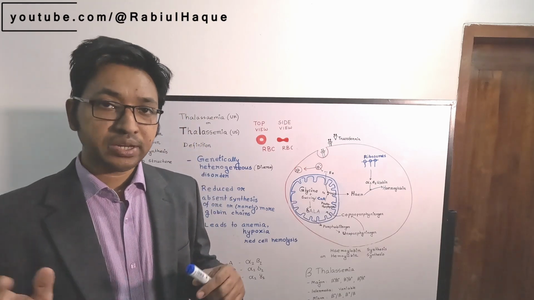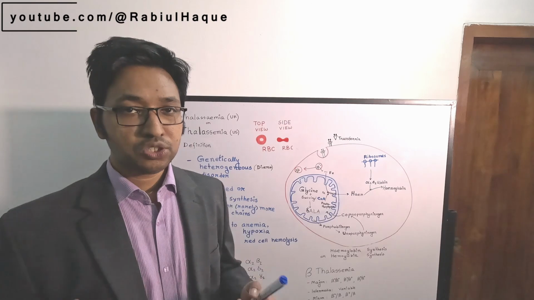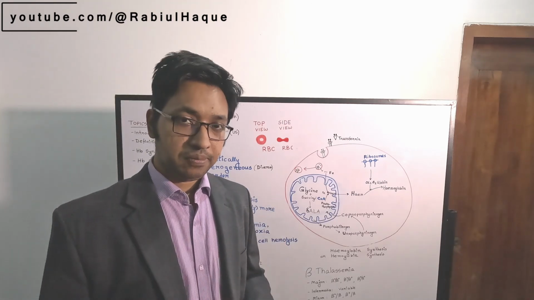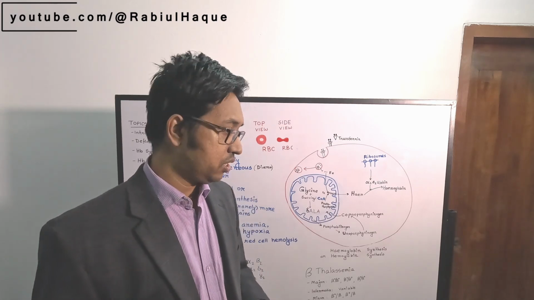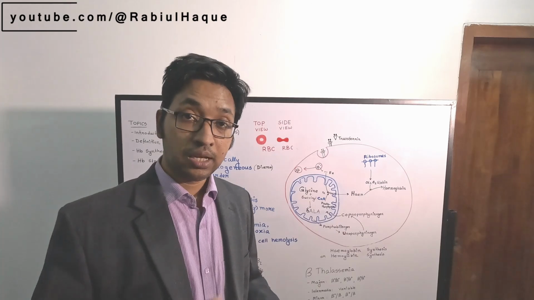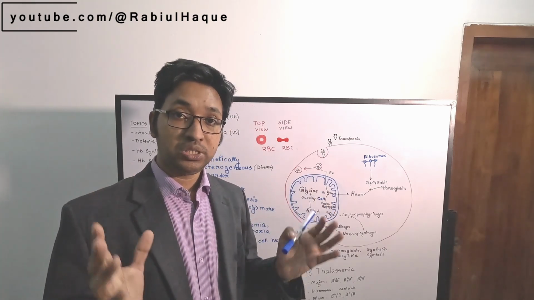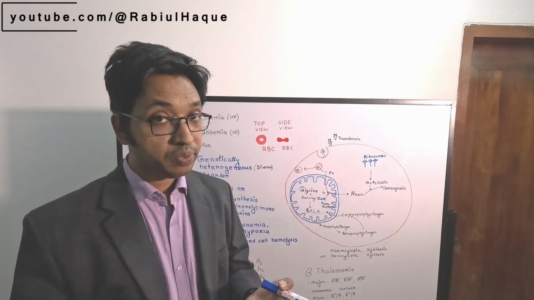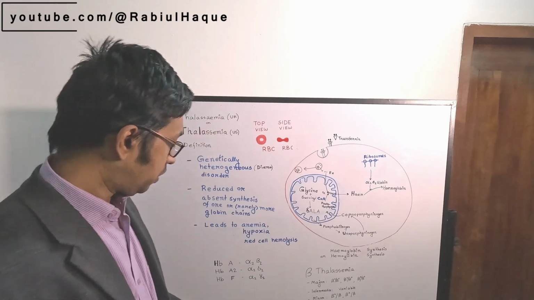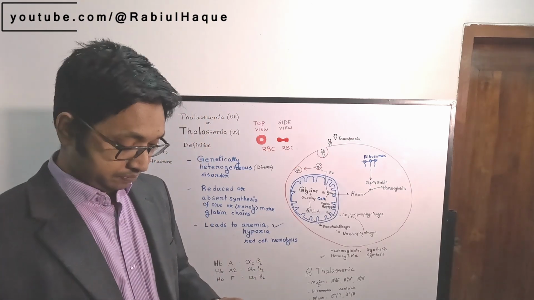Recall from my first lecture on anemia, we know that anemia is a condition where the hemoglobin level is less than the lower normal limit. So since in thalassemia we are producing less and less globin chain of one particular type, we cannot produce a sufficient amount of hemoglobin, and that is leading to anemia. So that's why we can say in the definition it leads to anemia.